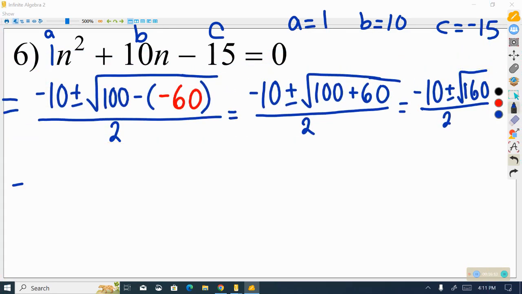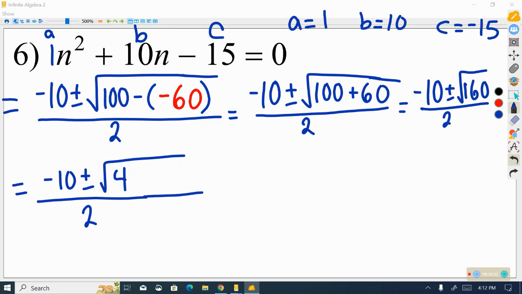Okay, so this next step, we have negative 10 plus or minus, and we need to figure out what the square root of 160 is. And so we've been studying repeated roots for a while, right? And so we know that this looks a lot like 16 times 10, and 16 times 10 is just like 4 times 4 times 10, right?